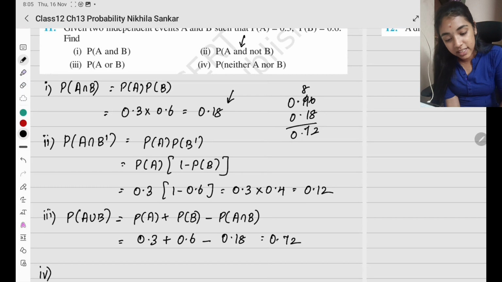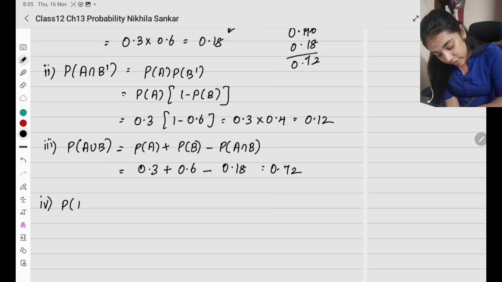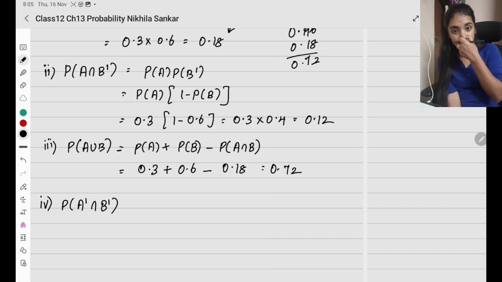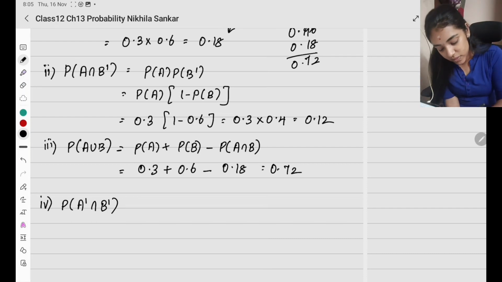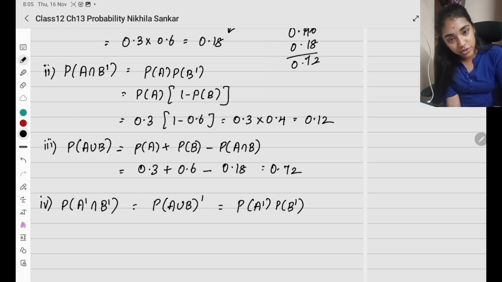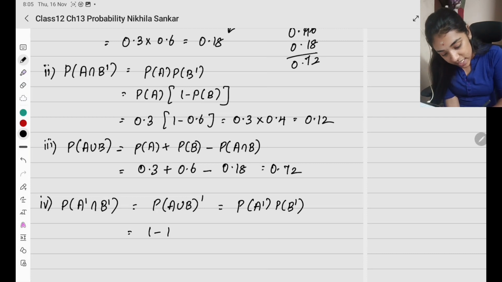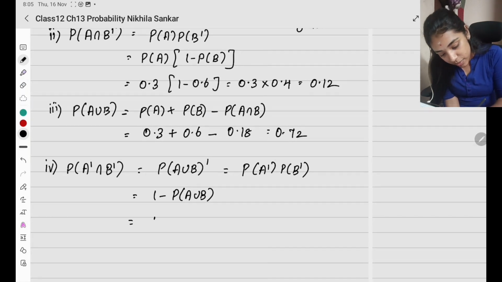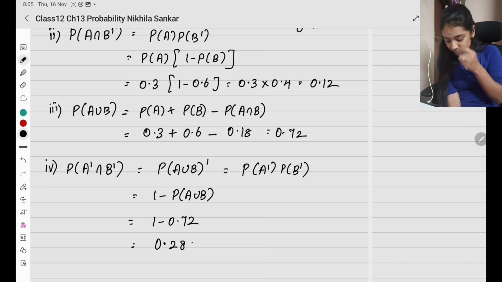That's the answer. Neither A nor B. So probability of not A and not B. This is going to be probability of A union B, the whole complement. Or you can also do probability of A dash times probability of B dash. You can do any of those. So this is easy. 1 minus probability of A union B is 1 minus 0.72, and this is going to be 0.28. Okay.